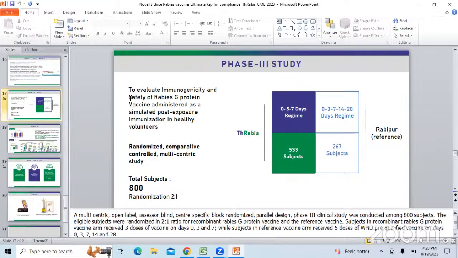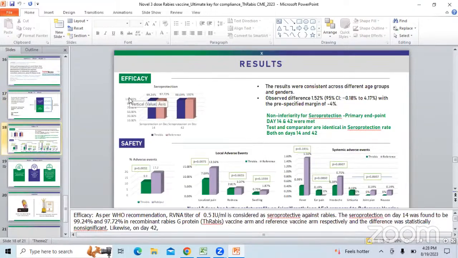The triple dose vaccine is double as compared to the 5-dose vaccine, in which the 3-day regime had 533 subjects and the 5-day regime included 267 subjects. And we found that the efficacy on day 14 was 99.24% for the 3-day regime and 97.72% for the 5-day regime.